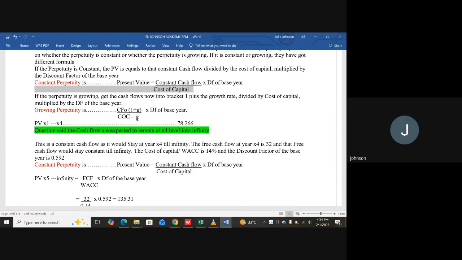Then close the bracket and put it over the cost of capital that they give in the question minus the growth rate from it. Then multiply it by the same discount factor of the base year. Okay? So if that is noted, then we need to continue.